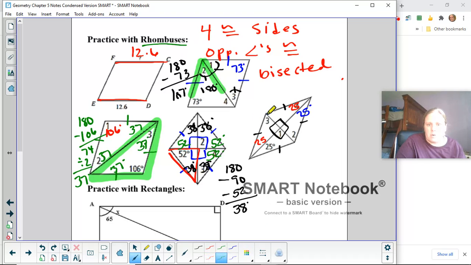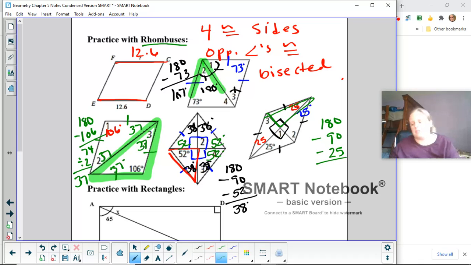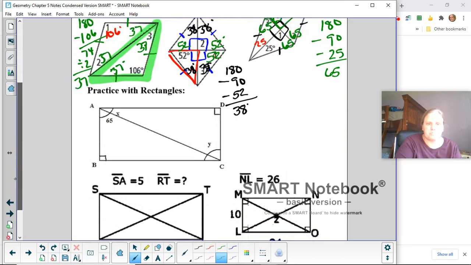And then finally, we have a triangle. Actually, we have 4 triangles, but each triangle has to add up to 180 degrees. If I subtract off the 90 and the 25, let me get my calculator. Oh, that leaves me with 65 degrees in that triangle. So here I have a 65-degree angle. Angle 3 would also be 65. Angle 2 would also be 65. And this other corner would also be 65. Great, that's our rhombus practice.